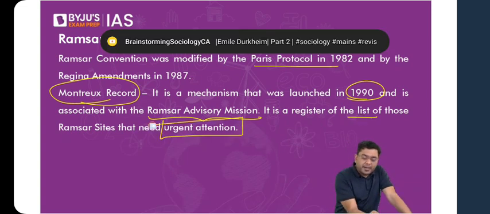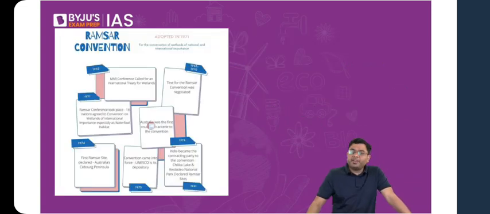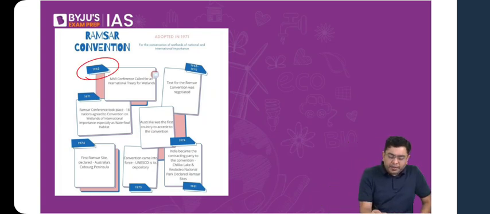So this is a timeline for your reference purposes for the Ramsar Convention, where you will observe and notice that in 1962, you had the Mar Conference, which called for an international treaty on wetlands. And for the next decade, the text for the Ramsar Convention was finalized.